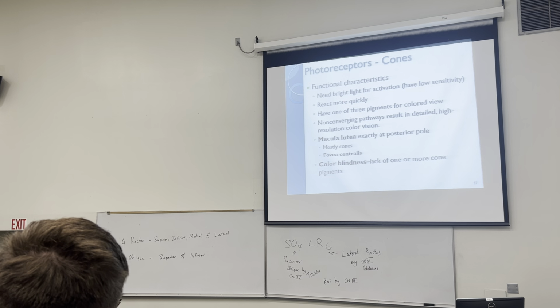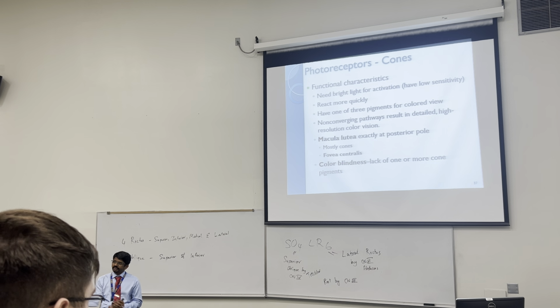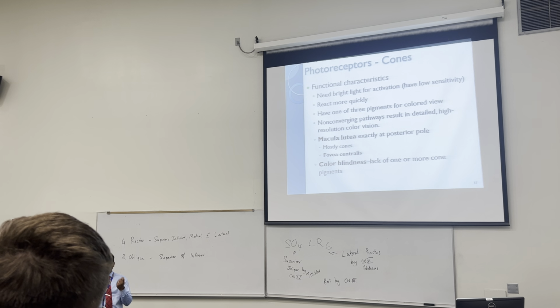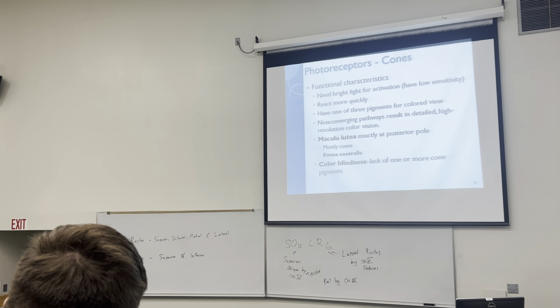So they do have multiple pigments. We have 3 pigments in the cones. This is what helps us to distinguish different colors. If one of those pigments is not present or non-functional, that's when we develop color blindness. Okay?